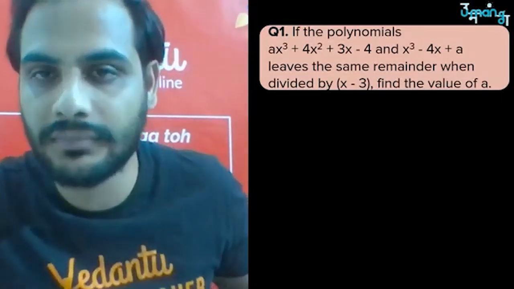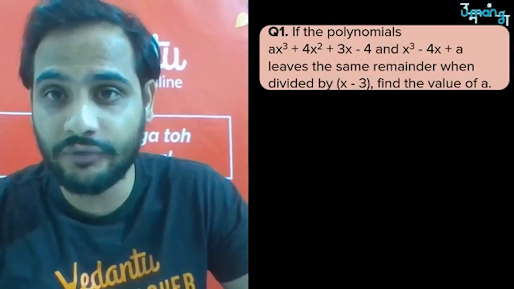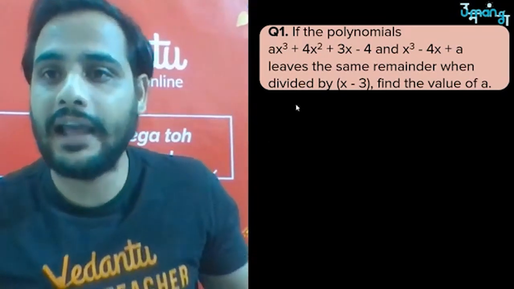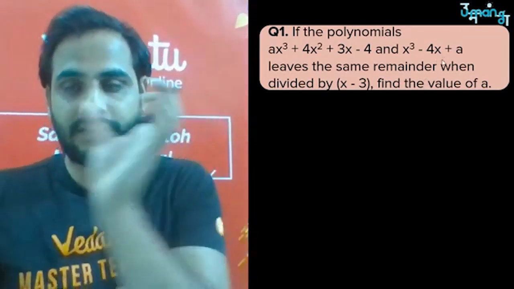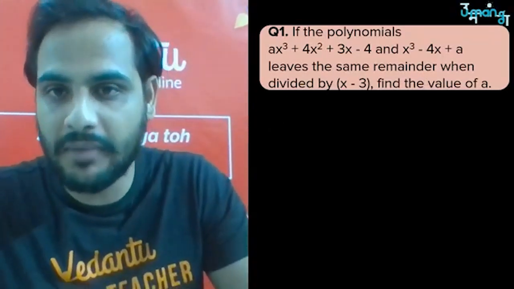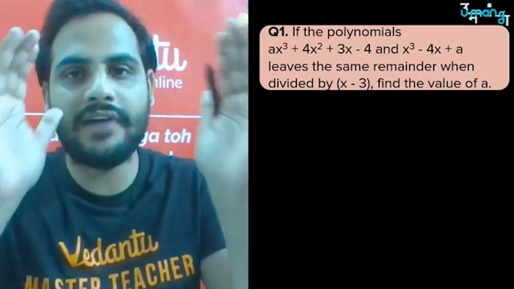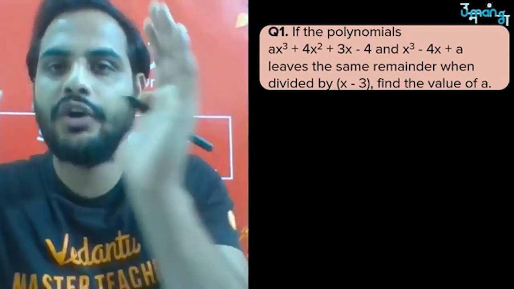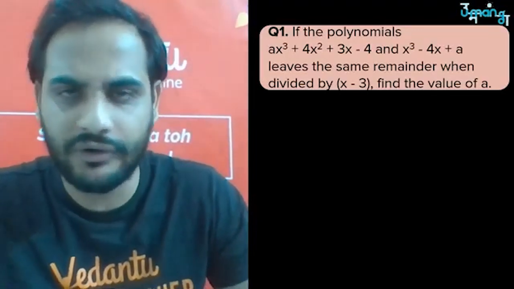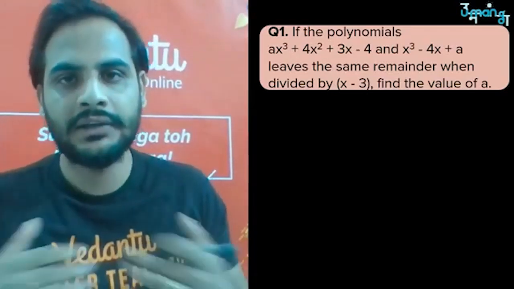The first question is this: if the polynomials ax cube plus 4x square plus 3x minus 4, which is the first polynomial, and x cube minus 4x plus a, which is the second polynomial, leave the same remainder when divided by x minus 3. That means either you divide the first polynomial by x minus 3 or you divide the second polynomial by x minus 3, the remainder is equal for them. What is that remainder? We don't know.